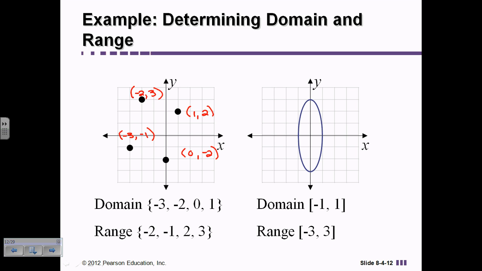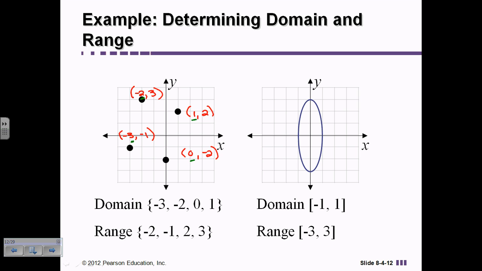So our domains, again, are all the x values. So our domain is 0, 1, -2, and -3. And if you notice how they put these in order, -3, -2, 0, 1. And the range is all the y values. So the range would be -2, 2, 3, and -1. So in this case, I had a set number of points. I only had 4 points. And so the domains and the ranges are a set of values. You don't have an unlimited or an interval notation.